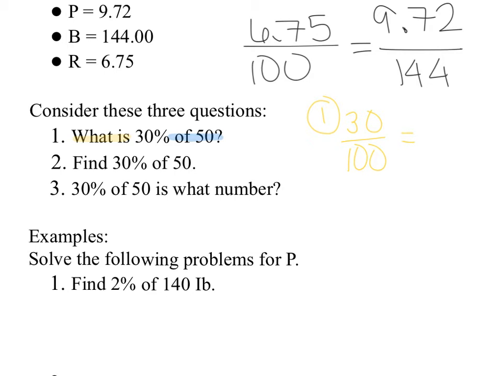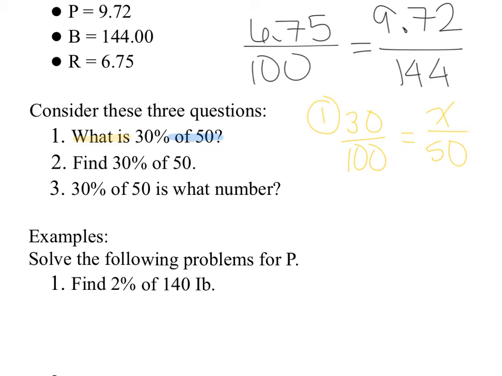Of 50. So you can use percent over 100 equals is over of as well. So x over 50. And then we are able to figure out what that missing part is.